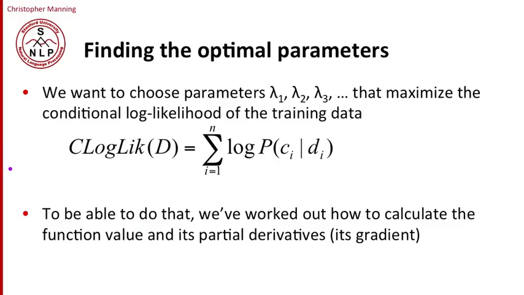Okay, now we know about working out the partial derivatives for the conditional log likelihood function. So to recap, what we then want to do is choose values for the parameters lambda 1, lambda 2, etc. that maximize the conditional log likelihood of the training data. And what we find is that the way we do that is to make use of these partial derivatives. In particular, if we take the vector of all partial derivatives, that gives us the gradient of the function. Let's see that in a picture.